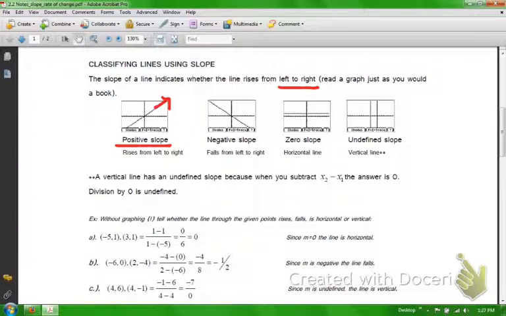Some real world examples of this. Think about your bank account. If your bank account is going up, that's positive. Our second one is a negative slope. It is falling from left to right. It is going downward. Again, with your bank account, if your bank account is going down, that's negative.